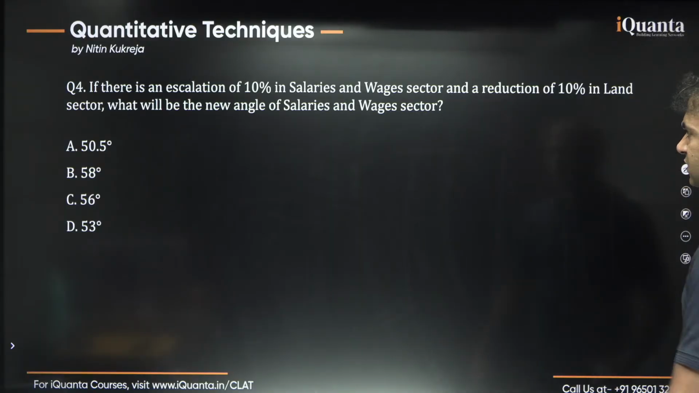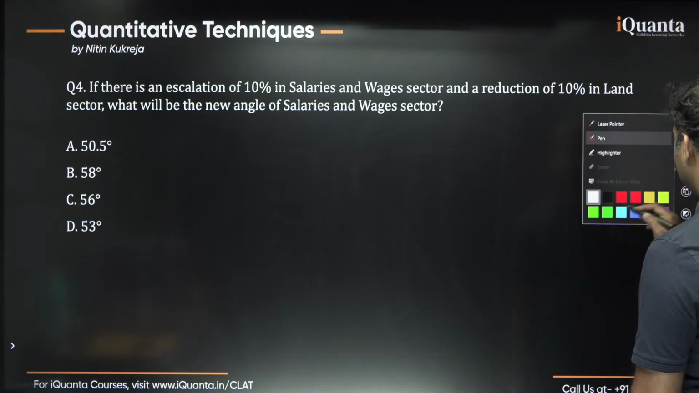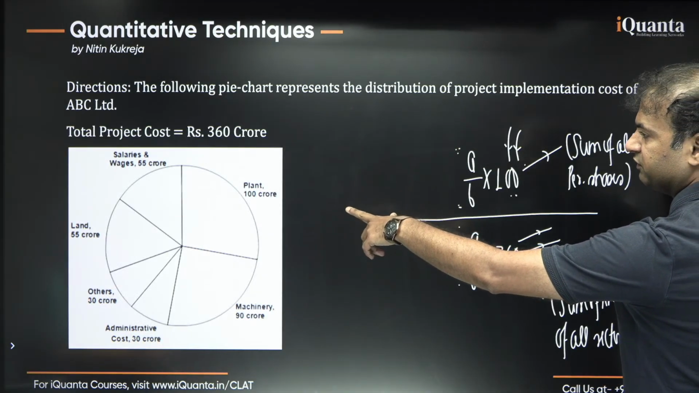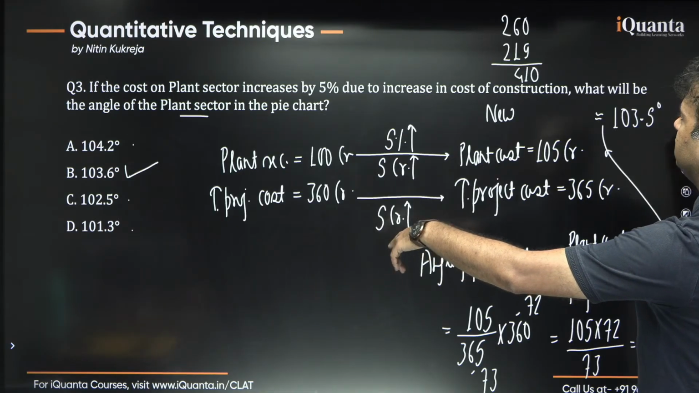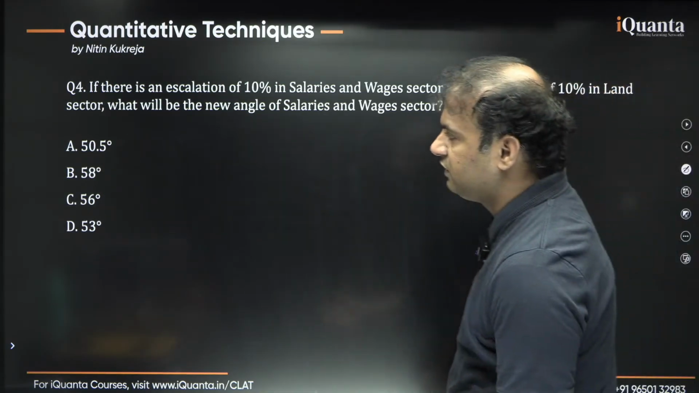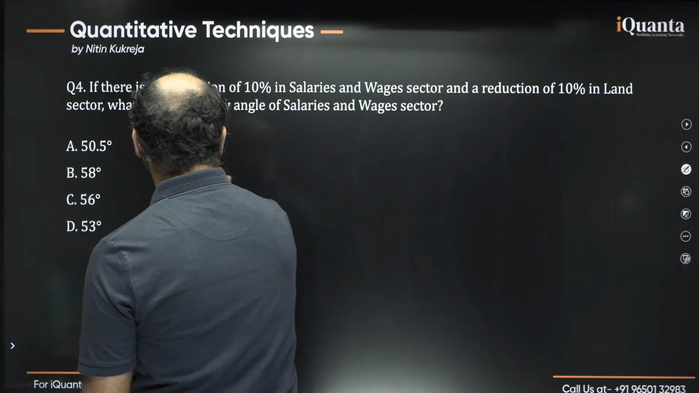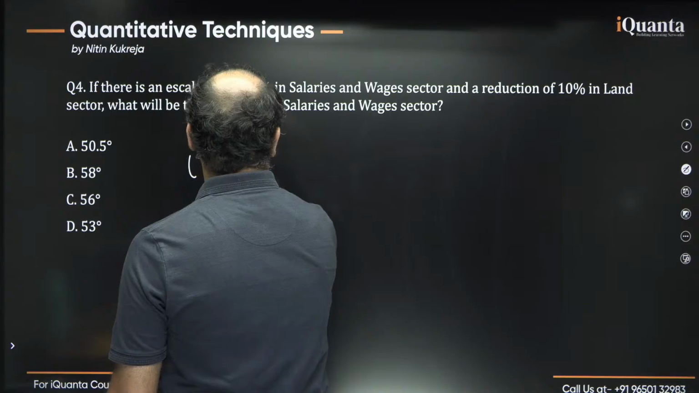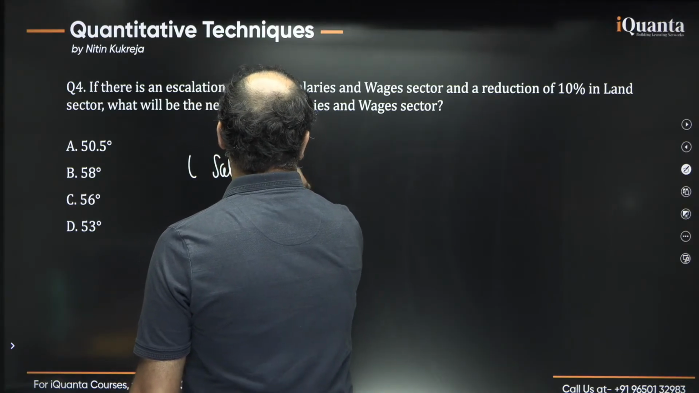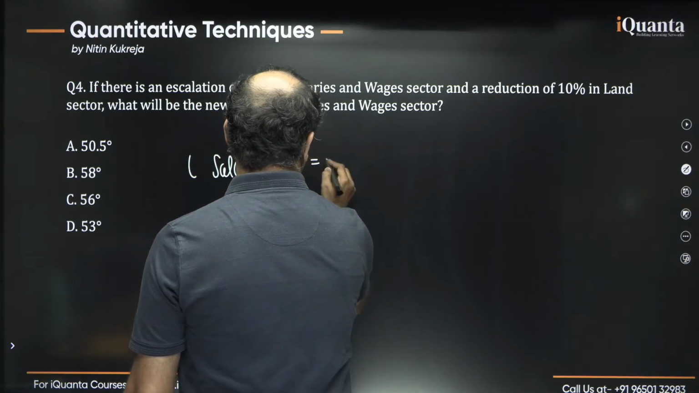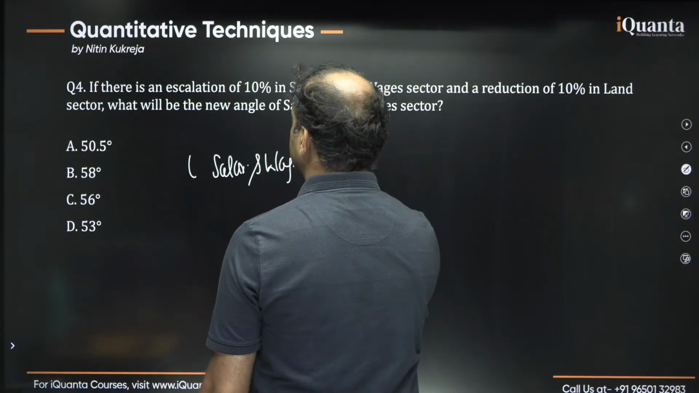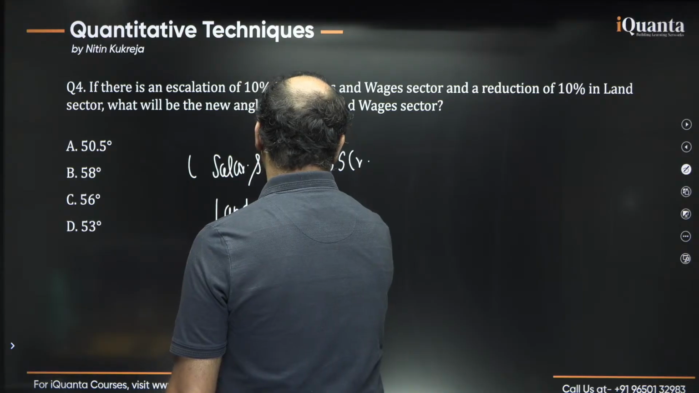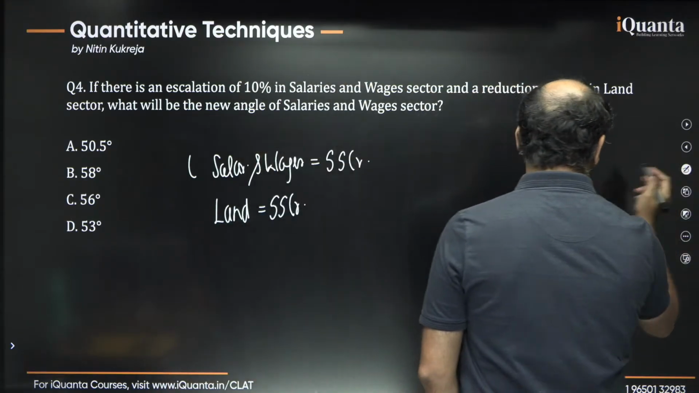Escalation of 10% in salary and wages. So earlier the salary and wages was how much? Let's see that. Salary and wages was 55, right? And the cost of land is also 55. We are given 55 crores, and the cost of the land sector is also given to us as 55 crores. Simple as that, right?